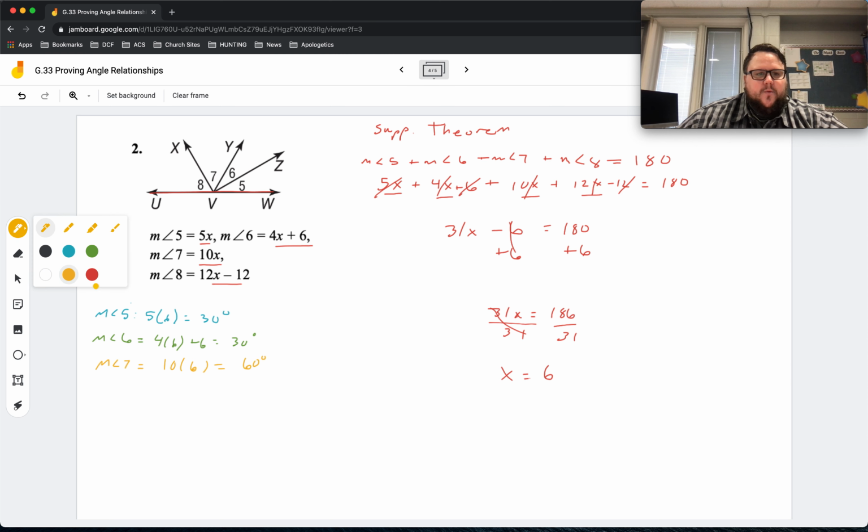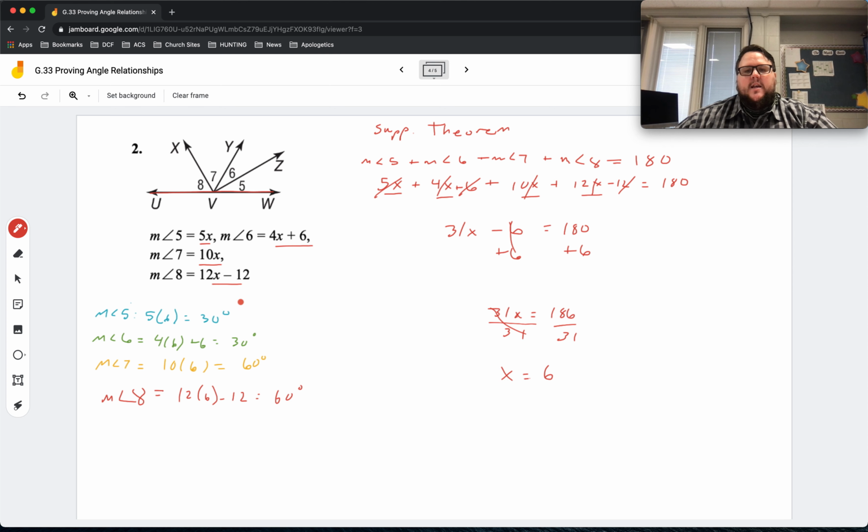And then lastly, we have measure of angle 8, which is 12 times 6 minus 12, which is going to be 72 minus 12, which is 60 degrees. And if you notice, 30 plus 30 is 60, plus 60 is 120, plus 60 is 180. They all add up to 180. So there's that problem.